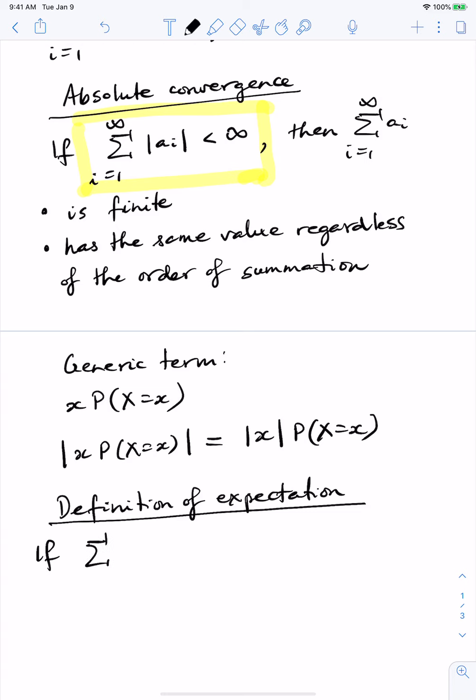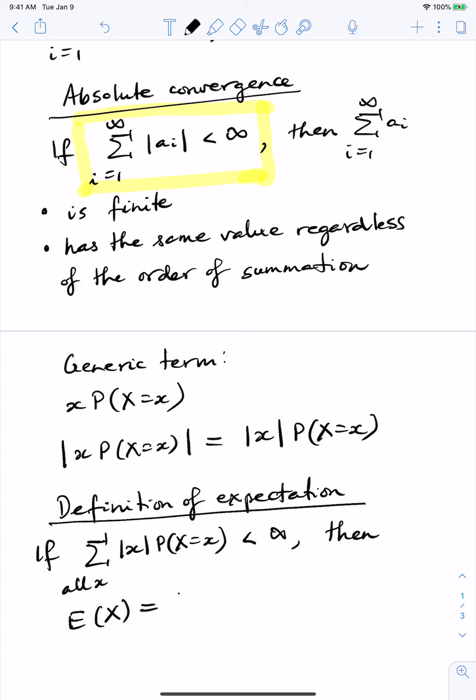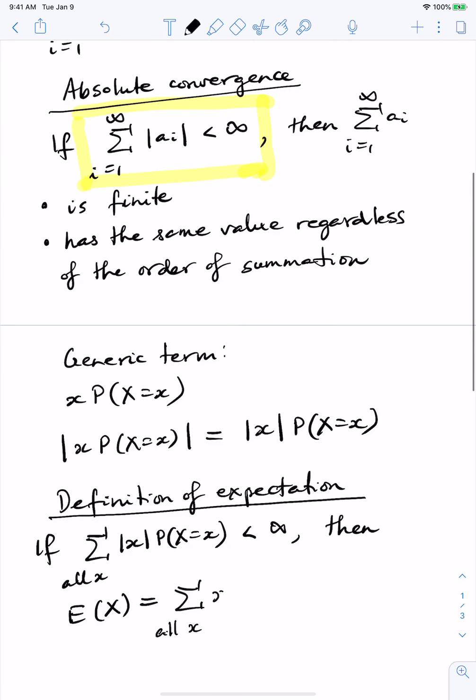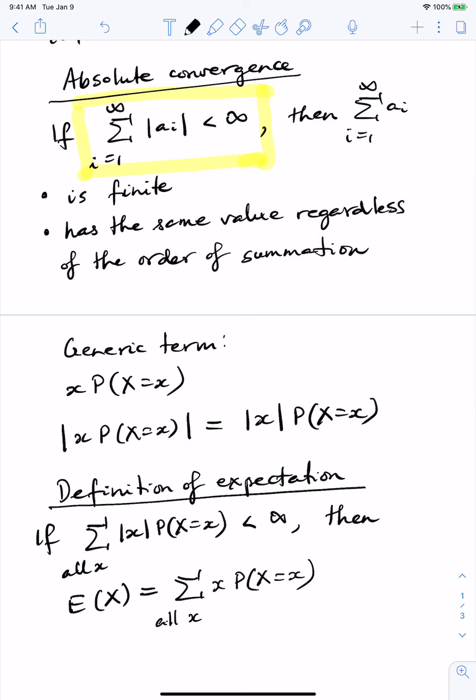if this sum is finite, then expectation is well defined and has the definition that is so familiar to us. And if that condition isn't satisfied, then your expectation isn't defined.